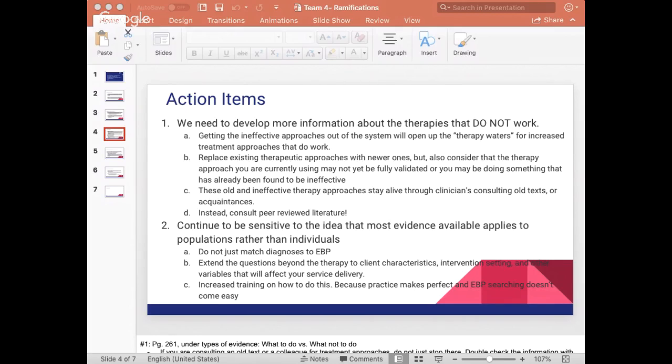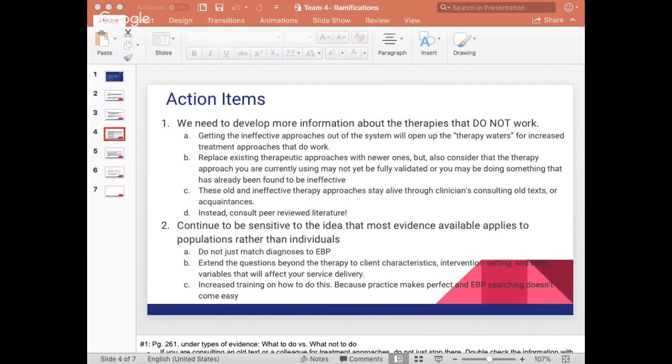specific characteristics, what's the specific intervention setting that I'm in, whether it be a clinic, a school, acute care, whatever it may be. And then are there any other external factors that are affecting your service delivery, maybe cultural considerations or maybe a co-occurring diagnosis, something that might affect the treatment that you're going to apply.